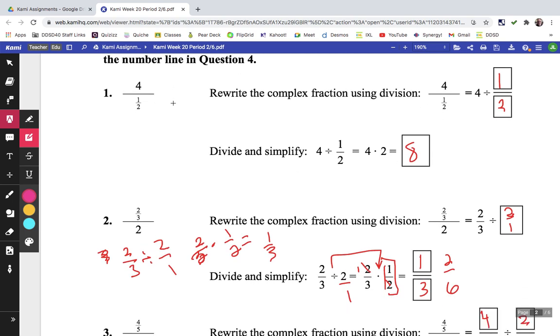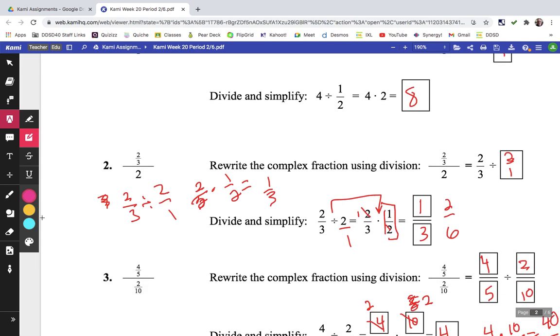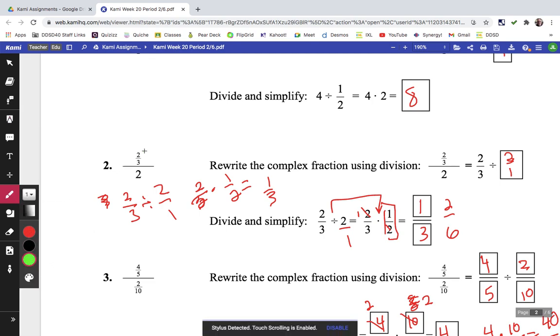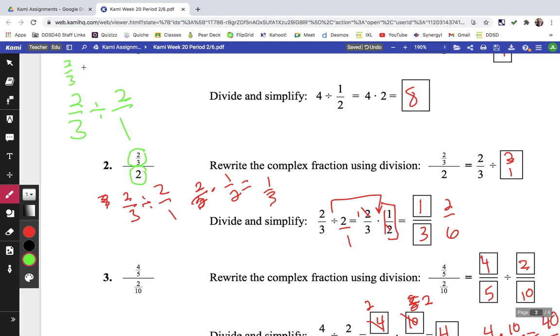I have my work here, and the main idea on this page is that when we have complex fractions, for example, I'll change the color here to green. When we have 2/3 and we're going to divide it by 2 over 1, that becomes 2/3 divided by 2, and we can put over that 1. That's the same as 2/3 multiplied by the reciprocal. The reciprocal of 2 over 1 is 1 over 2. So that's what you see right here.